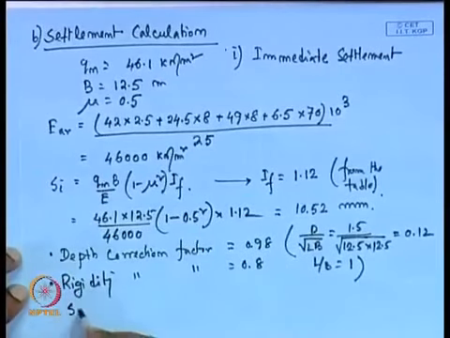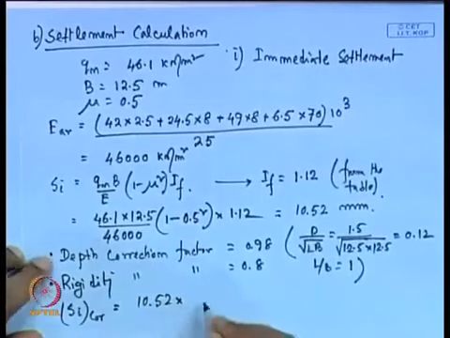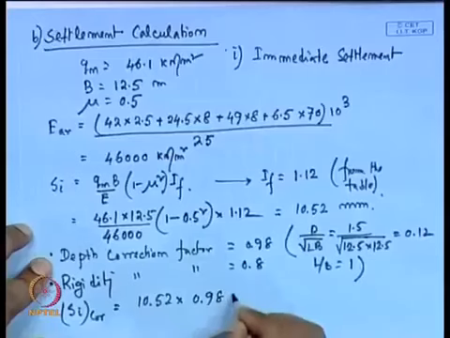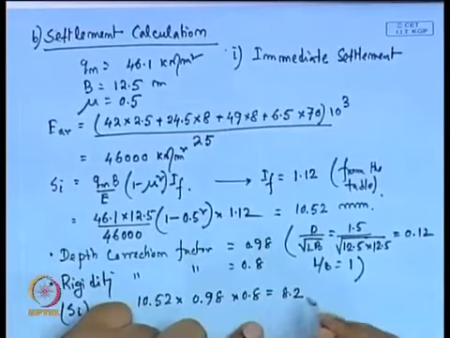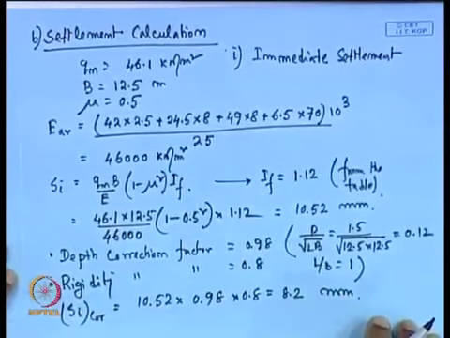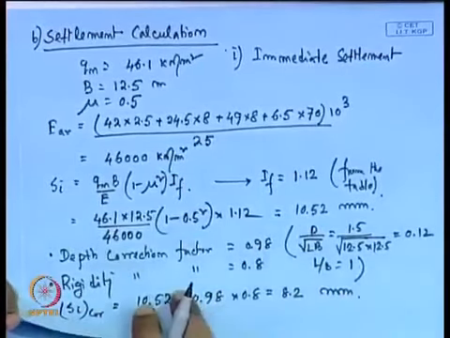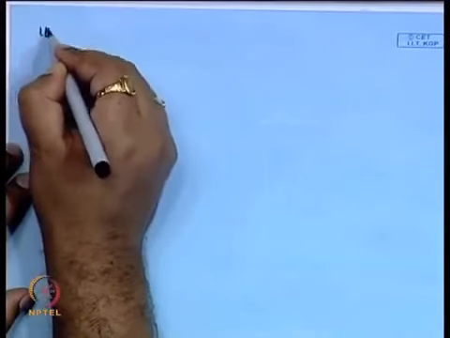So, SI corrected will be 10.52 into 0.98 into 0.8. So, this value is 8.2 millimeter. This is the corrected immediate settlement. So, next we will calculate the consolidation settlement.